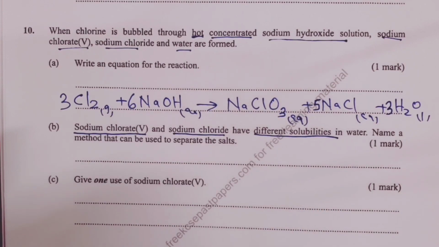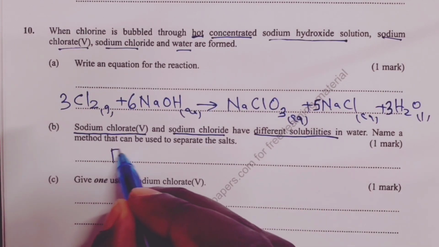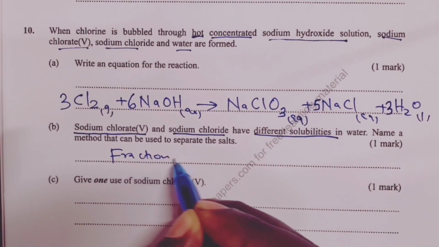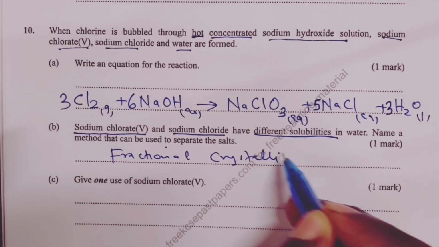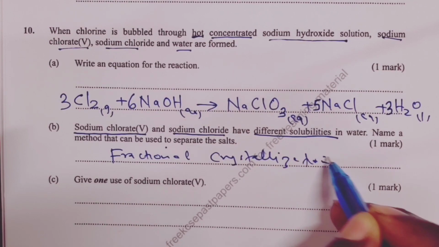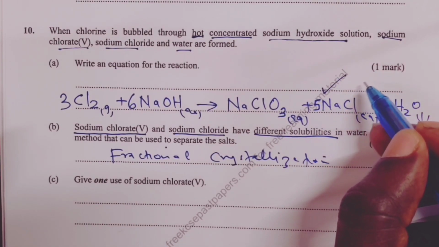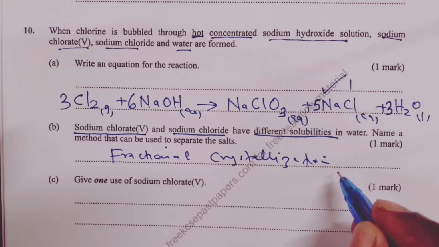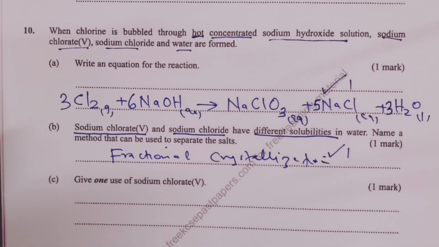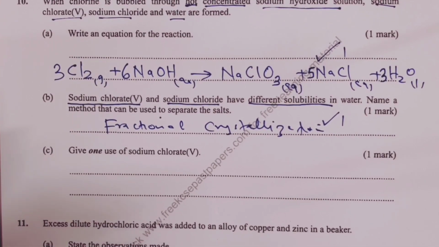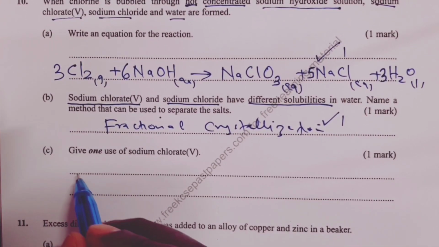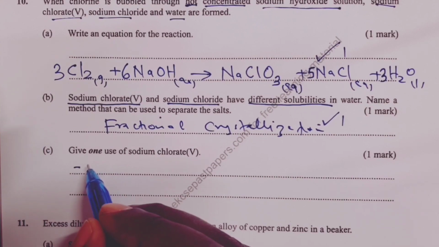So the method that can be used to separate them, candidates, is what we call fractional crystallization. So the equation here, balanced with correct state symbols, would give us 1 mark, and the method of separation, another 1 mark. Lastly, for question 10, we are asked to give one use of sodium chlorate 5.